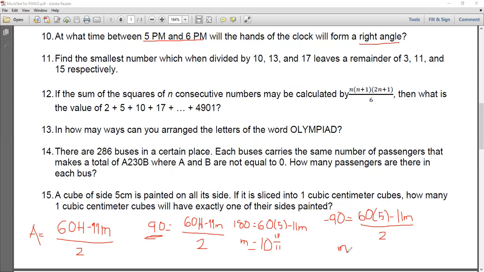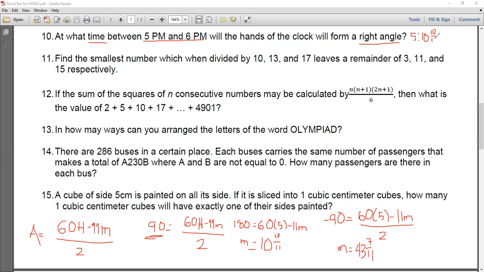So again, I'm just going to use my calculator. So we now have 180. So in that case, that would be 43 and 7 over 11. So m now will be equal to 43 and 7 over 11. So are these now the answers? No. Because we are asking for the time. So the answer for number 10 now will be 5, 10 and 10 over 11 p.m.